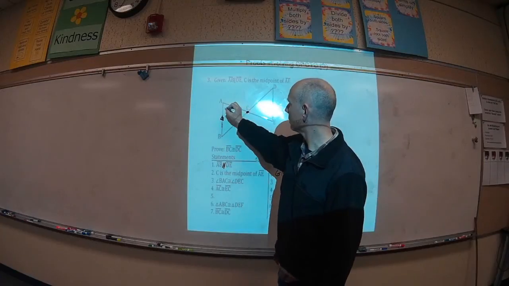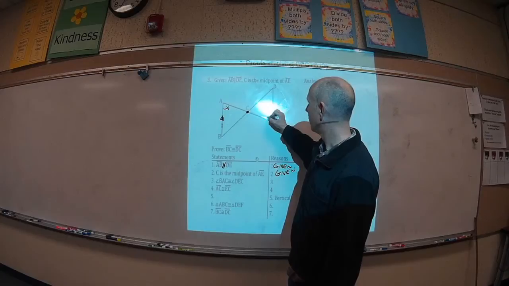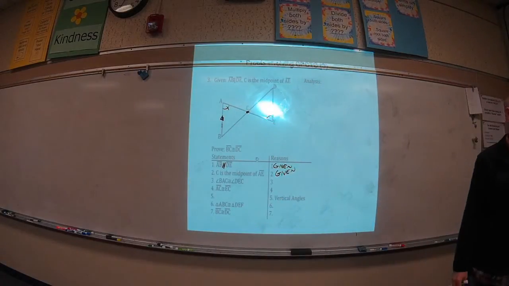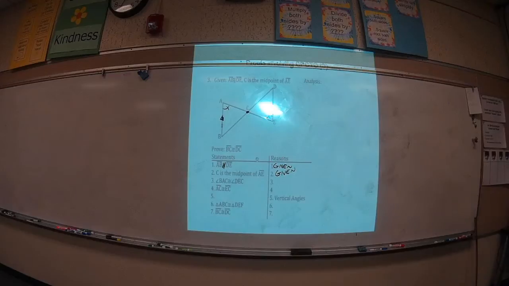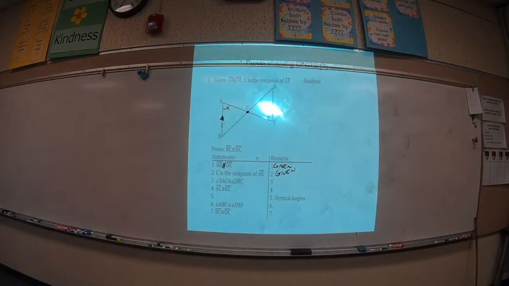BAC is congruent to DEC. Those two angles are congruent. How do you know that? Notice nowhere up there was a bisector ever brought in. Look it up on that paper I gave you.